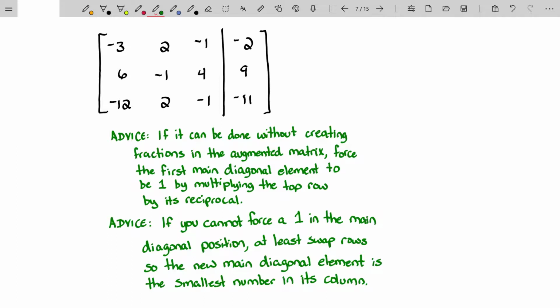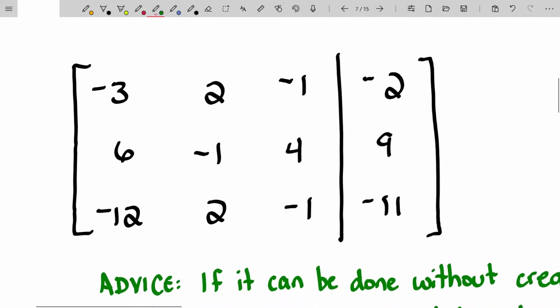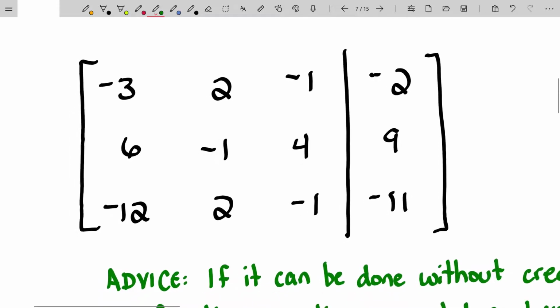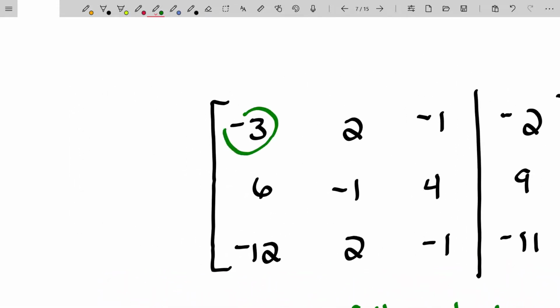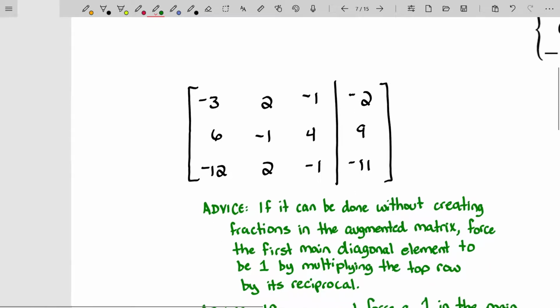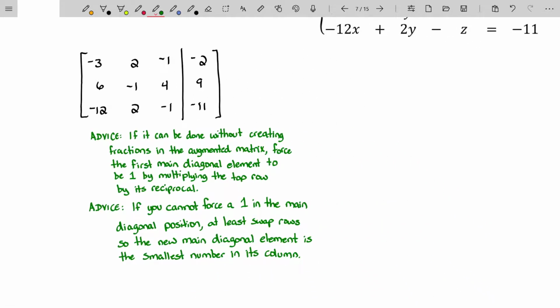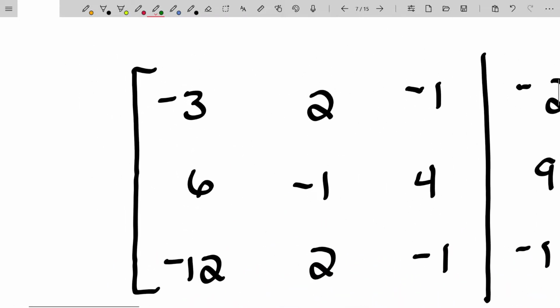So in this case, there's really not much we can do. Dividing any of those rows by the reciprocal of the lead elements in those rows would create fractions. So bad news throughout, and the smallest number is already at the top, so we're good. Once you get that done, you enter what I call the kill step. The kill step means that you're going to use this main diagonal element right here to kill off everything below.